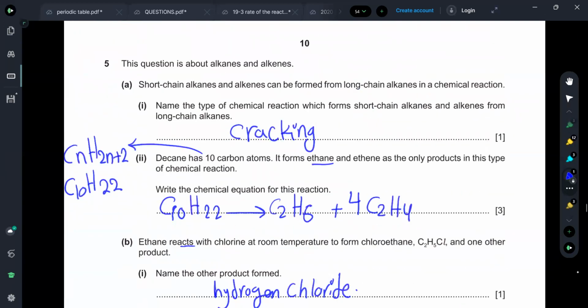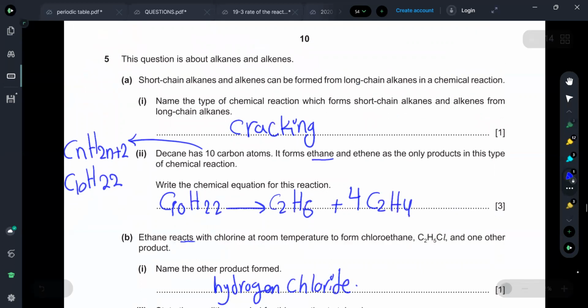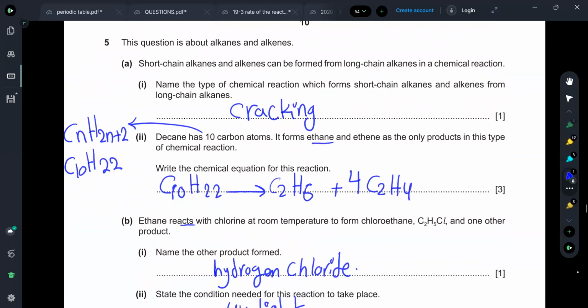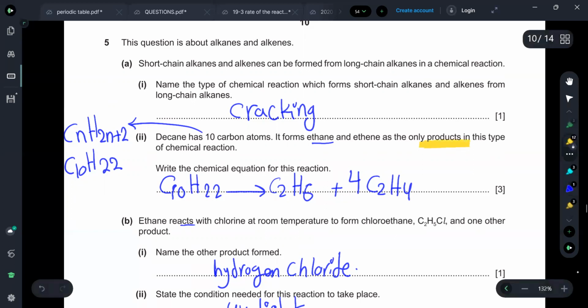Question 5, organic chemistry. Part A. Short chain alkanes and alkenes can be formed from long chain alkanes in a chemical reaction. Name the type of chemical reaction which forms short chain alkanes and alkenes from long chain alkanes. The process is cracking. Decane has 10 carbon atoms. It forms ethane and ethene as the only products. Take care, as the only products in this reaction.